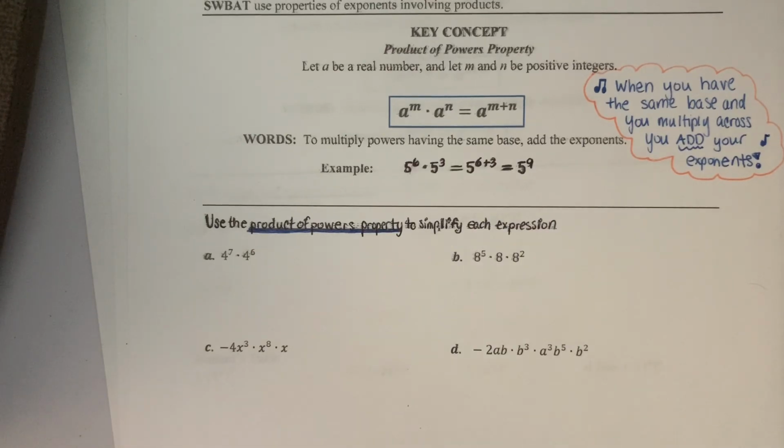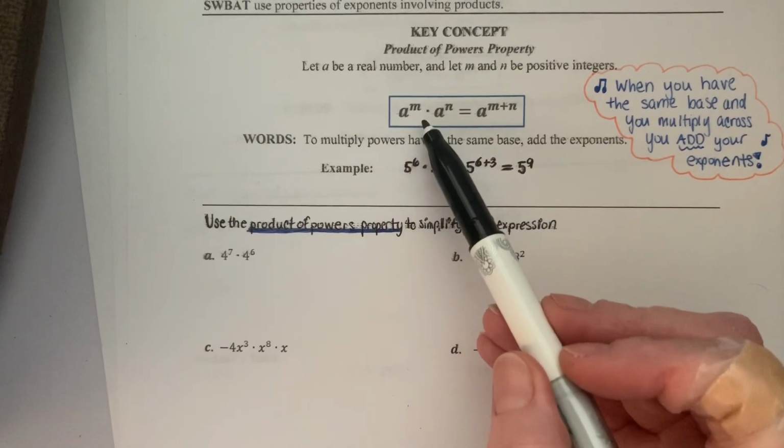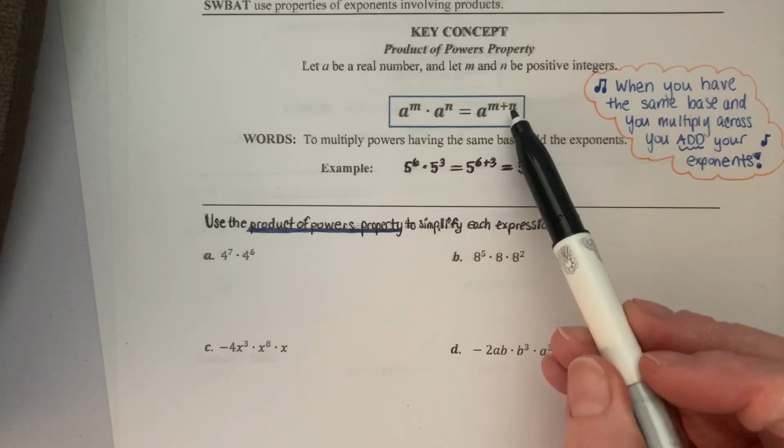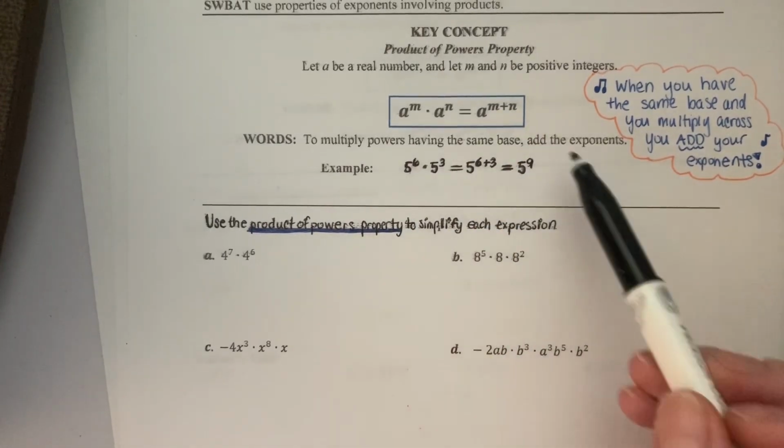The example they give you has letters, has variables. So we have a to the m power times a to the n power. And what that's going to equal is a to the m plus n, all right? That's a lot of mumbo jumbo right now, but let's look at our number example.